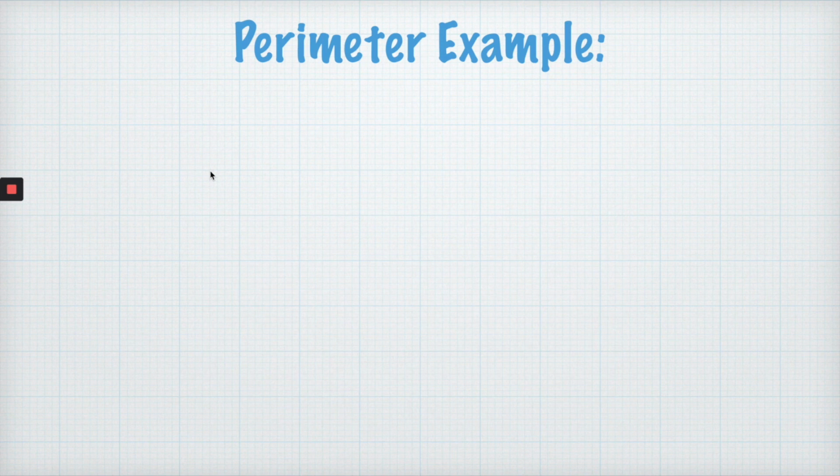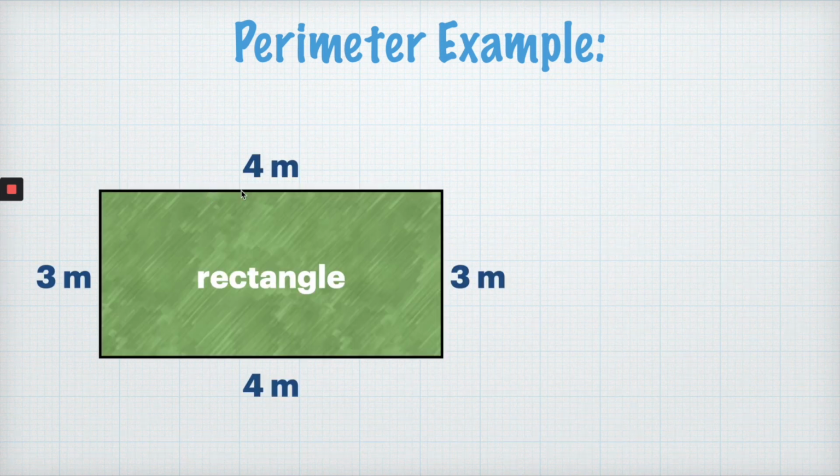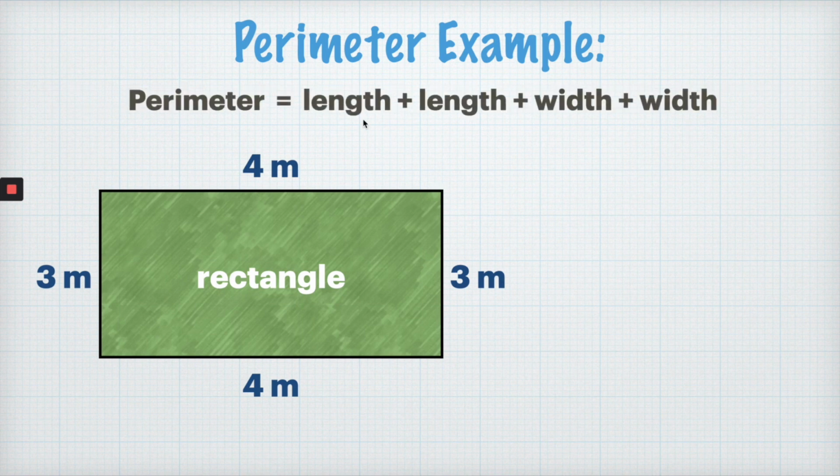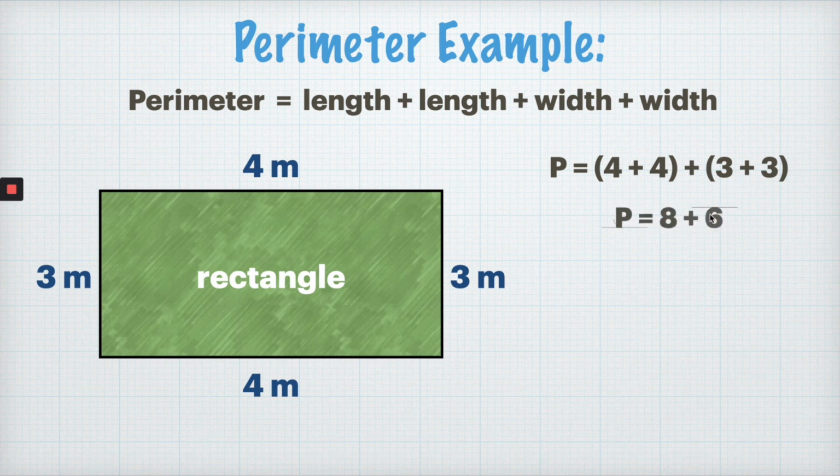Now here's an example of perimeter. So we have a rectangle with a 4-meter length and a 3-meter width. Now remember, we have length plus width plus width. So we're going to add the 4's together and then add the 3's together. And then we will add the sum of those two numbers, which is 8 and 6, and then we'll get 14 meters. So perimeter equals 14 meters.